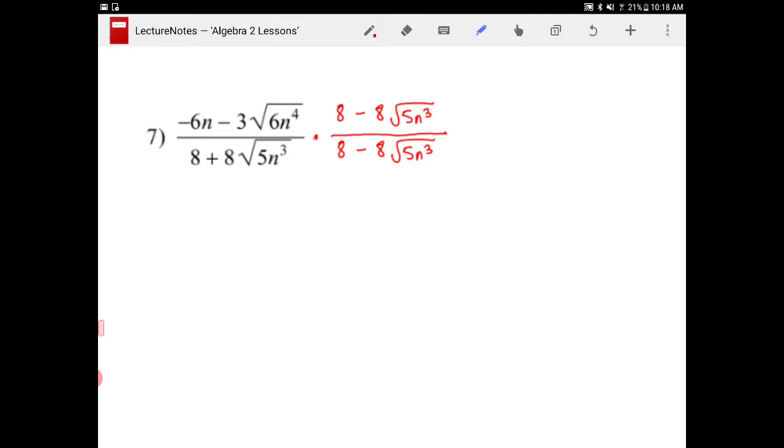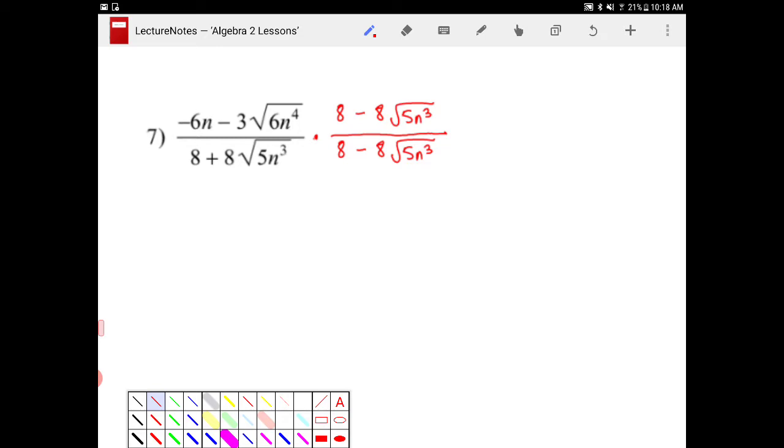So if we do this, we'll end up with the denominator, and I'm going to draw a really long fraction bar if you notice, right? The denominator will end up being a squared, which is 8 squared, minus b squared, which is going to be 8 radical 5n to the third squared. Okay, I'm just going to leave it like that for now.